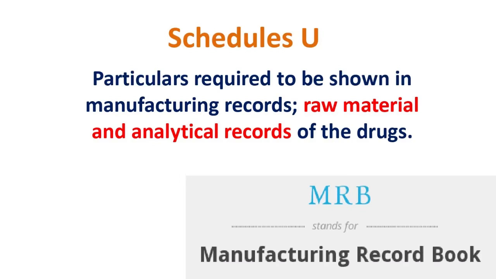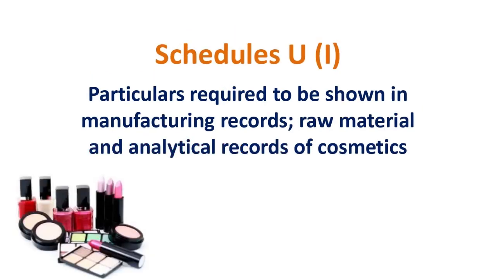Schedule U. It consists of particulars required to be shown in manufacturing records, that is all about raw materials and analytical records of the drugs. Schedule U1. It consists of particulars required to be shown in manufacturing records, that is all about raw materials and analytical records of cosmetics. Schedule U is related to the drugs, and Schedule U1 is records of cosmetics.